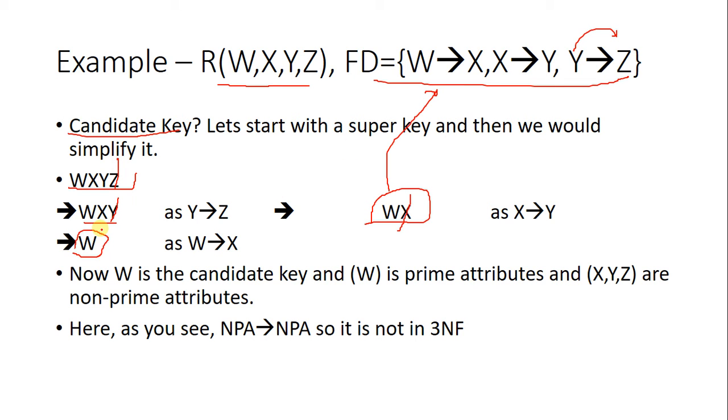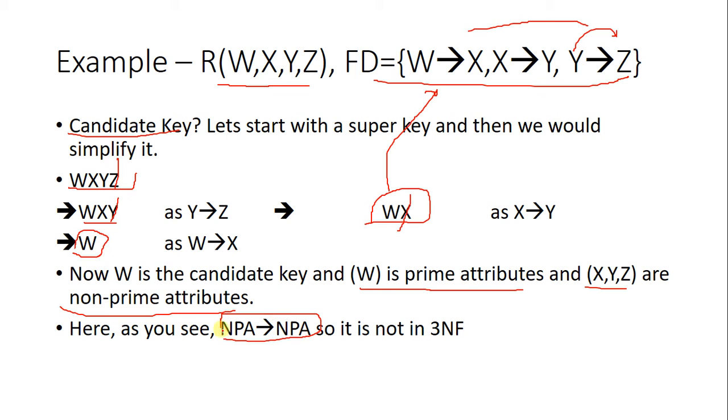If you have w, you can find all these columns, and so w is a candidate key, and w is the only candidate key in this relation because w does not exist on the right hand side of these functional dependencies. Next we need to know about the prime attributes and non-prime attributes. Because w is the only candidate key, w is the only prime attribute, and x, y, and z are non-prime attributes.